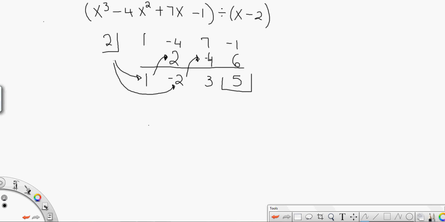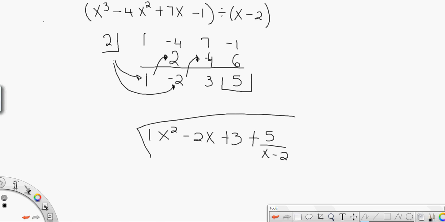So your answer is, the quotient of x cubed minus 4x squared plus 7x minus 1 with x minus 2 is 1x squared minus 2x plus 3. And since 5 is the remainder, if there is a non-zero remainder after dividing, it's usually written as the numerator of a fraction with the divisor as the denominator. So this would be plus 5 divided by x minus 2. And this is using synthetic division to divide polynomials.